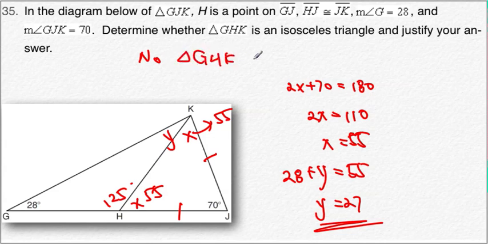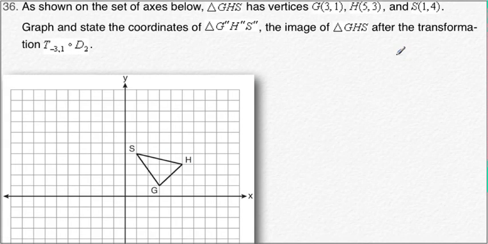GHK is not an isosceles triangle. Alright, number 36. In this case, what we have to do is go from right to left. That means dilation first. So what's happening here?